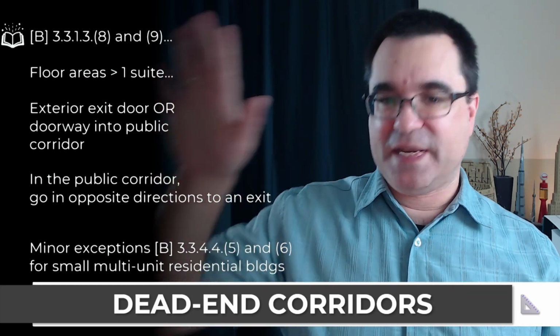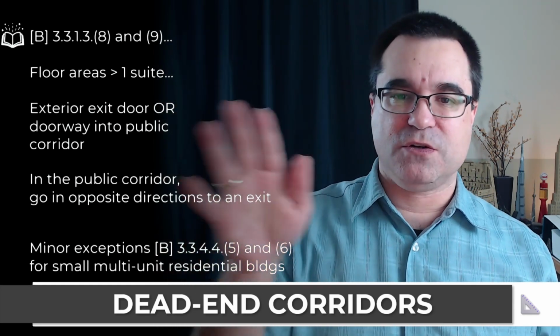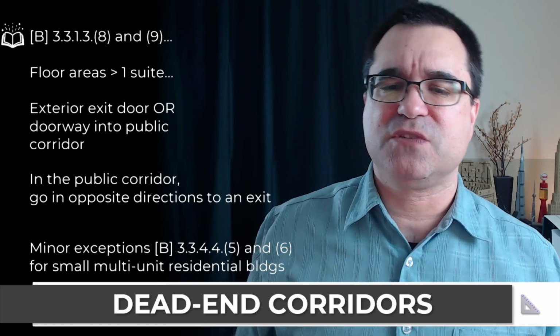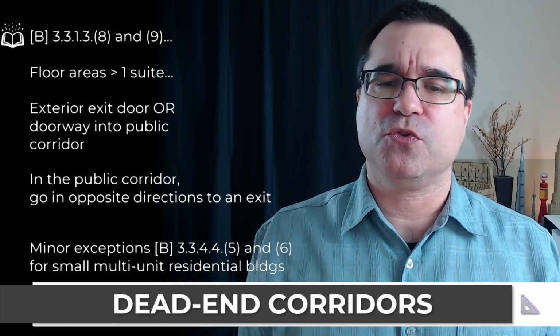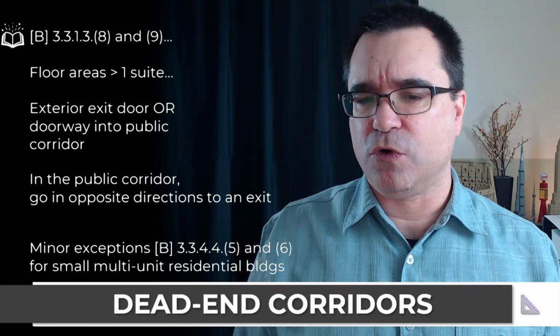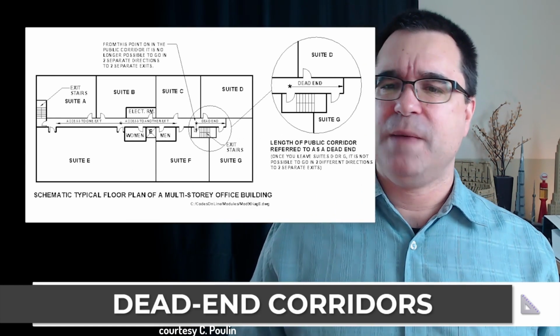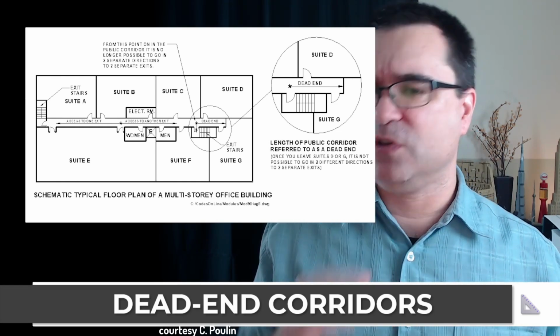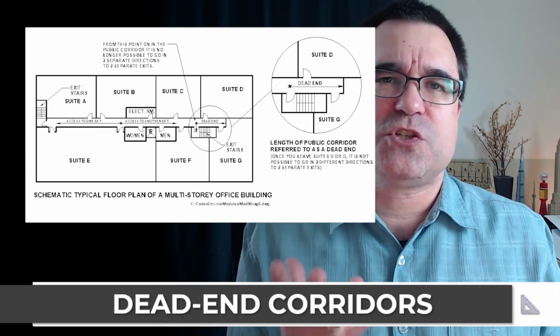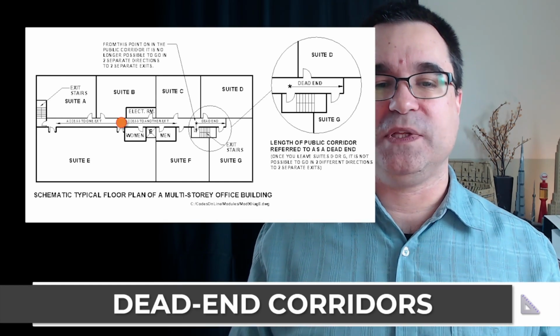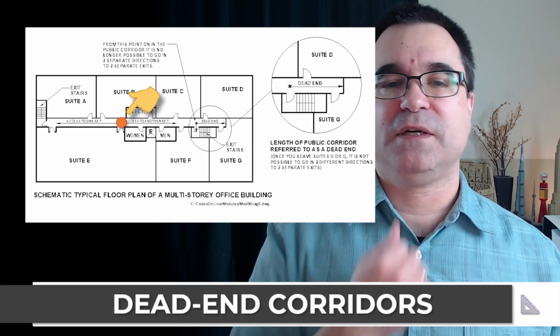Now, there are some exceptions to these requirements that define dead-end corridors, and they're included in sentences 5 and 6 under Article 3.3.4.4, and it relates more to small multi-unit residential buildings. But maybe I want to use this image here that I put in your course notes to illustrate what I mean by dead-end corridors. So look at this for a moment. Let's pretend, you see that red dot on the far end?